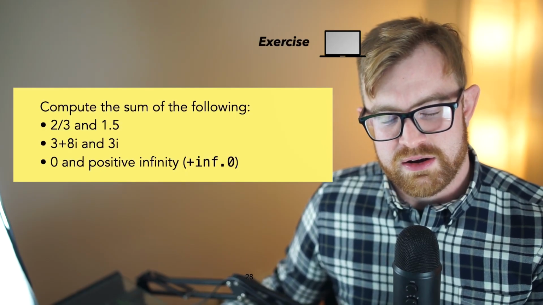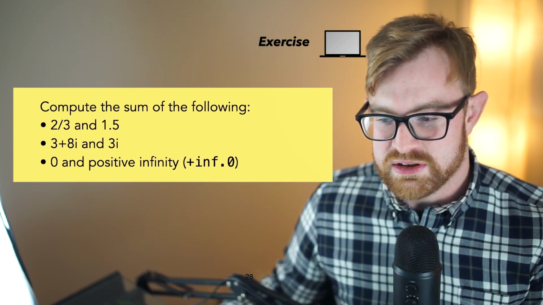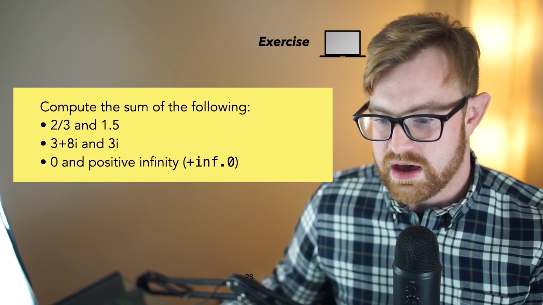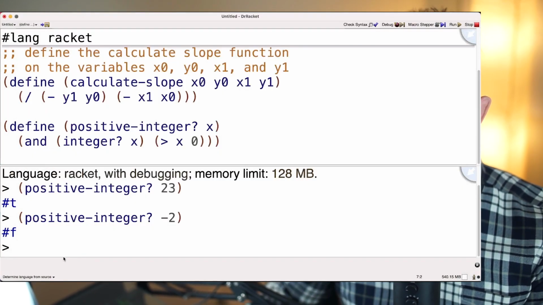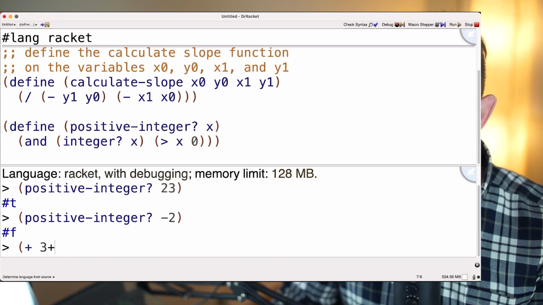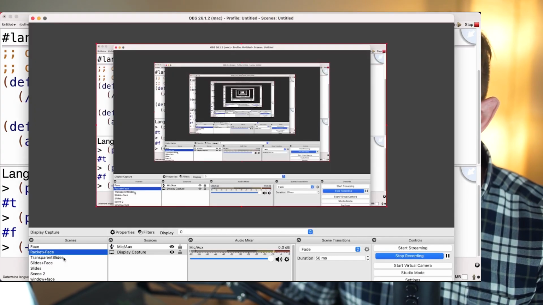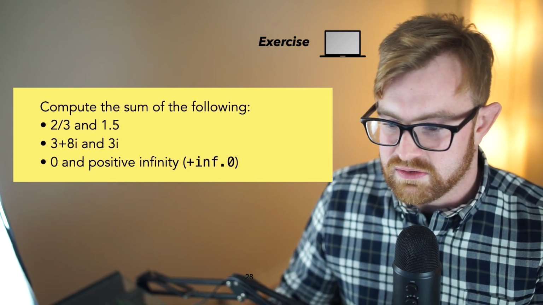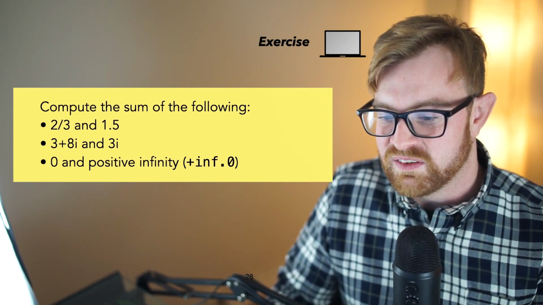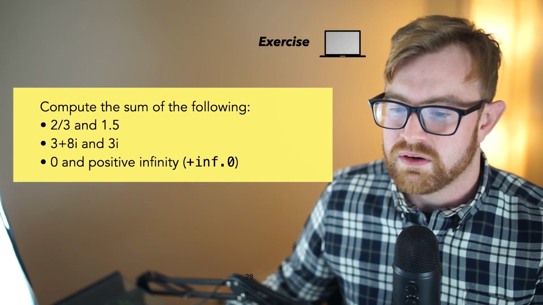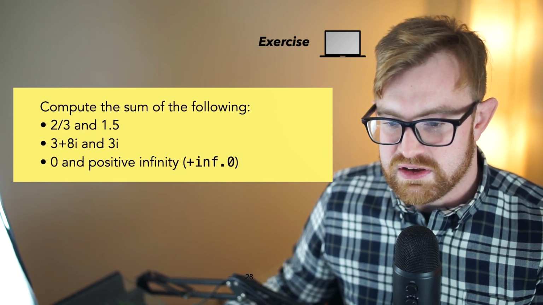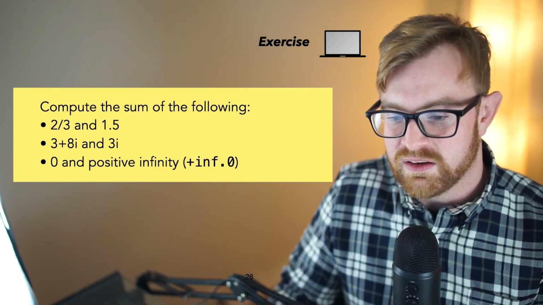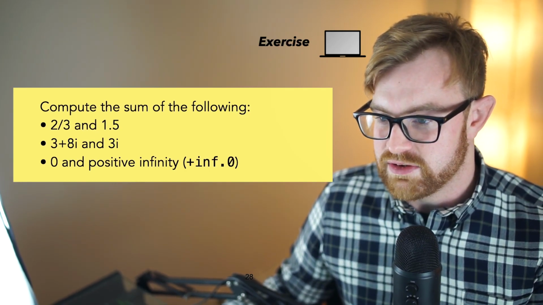All right, now let's look at our next number that we need to fill in. So we need to do 3 plus 8i, which is a complex number, and 3i. All right, so let's try that. We're going to do 3 plus 8i and 3i. And let's see, we have to enter this as 0 plus 3i. All right, and we get 3 plus 11i.